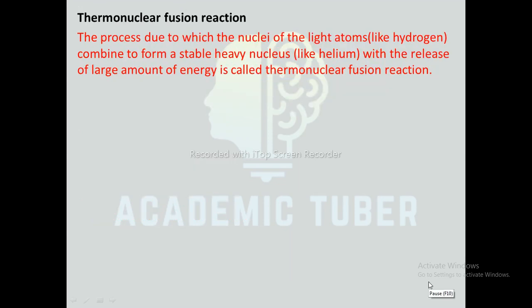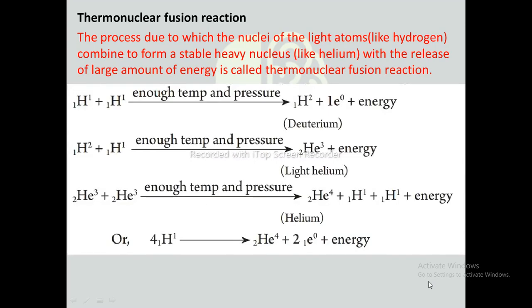Thermonuclear fusion reaction. The sun produces huge amount of energy due to thermonuclear fusion reaction. The nuclear fusion that occurs under ultra high temperature and pressure is called thermonuclear fusion reaction. Here, the nuclei of light atom like hydrogen combine to form a stable heavy nucleus like helium with the release of large amount of energy. Tremendous amount of heat and light energy is released during this reaction. For example, 4 hydrogen nuclei fuse together to form a helium nucleus and release large amount of energy.